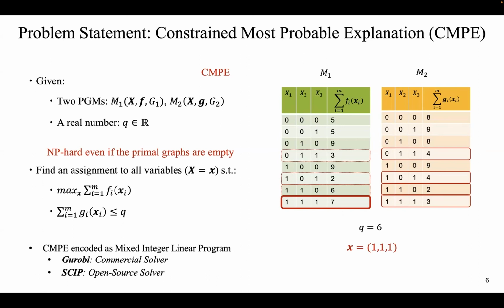So the good news is that CMPE can be easily encoded as an integer linear program, and thus we can use off-the-shelf solvers such as Gurobi, which is a commercial solver, and SCIP, which is an open source integer linear programming solver, to solve it. However, it turns out that we can actually do better. We can come up with better algorithms for CMPE, which is what this talk is all about.